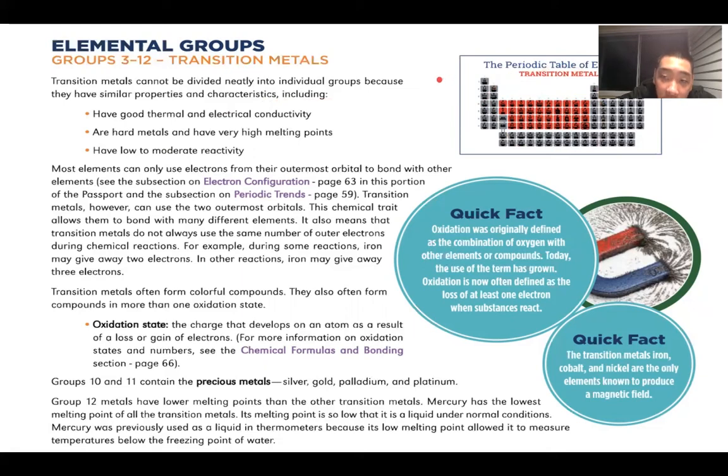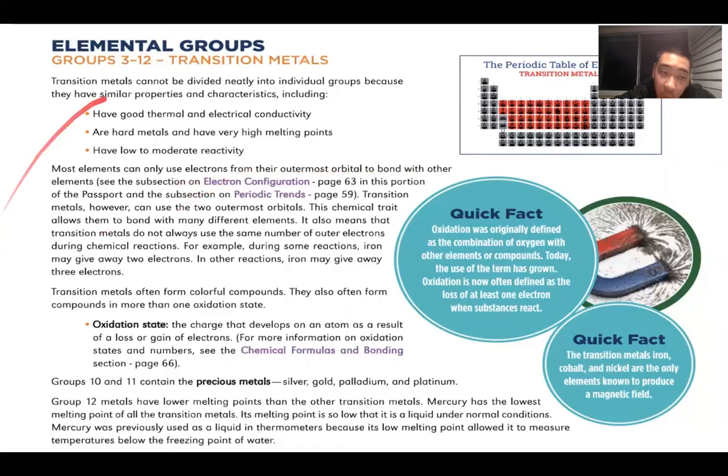Which means a prolonged exposure to them can technically mean they're carcinogenic. Just putting it out there. Don't sit next to transition metals for 5 hours a day. I won't. Most elements can only use electrons from their outermost orbit to bond with other elements.